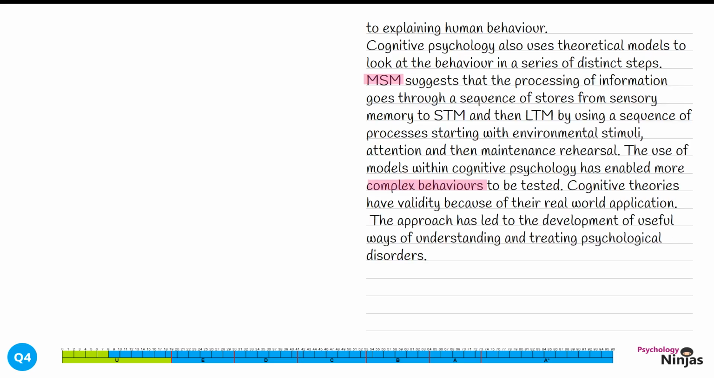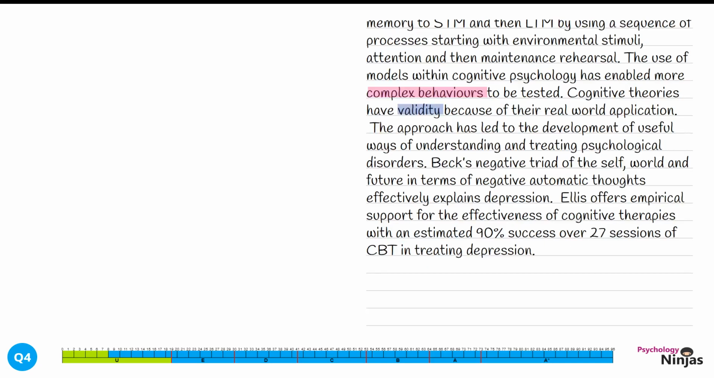Cognitive theories have validity because of their real-world application. The approach has led to the development of useful ways in understanding and treating psychological disorders. Whenever we're talking about real-world application, we can talk about them being valid or accurate. We could be more precise here in talking about external validity, that these apply outside a study or theory into the real world. By exploring the theoretical ideas of both Beck and Ellis, we're showing breadth of knowledge. We've clearly linked this into cognitive behavioural therapy as a particular treatment associated with the cognitive approach.